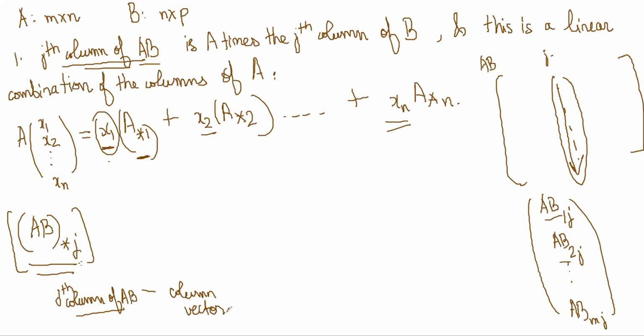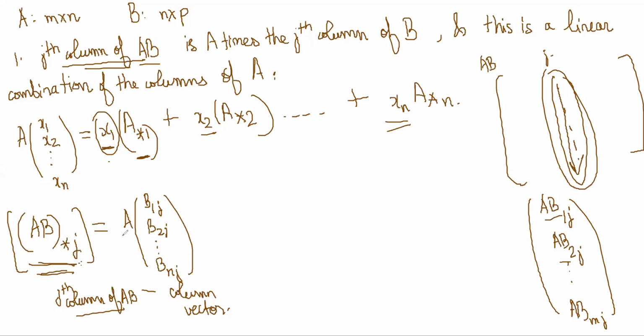But right now think of AB star j as meaning a column vector, because you fix the column and you get m parts, right? Yes. So AB star j is like a column vector. Now from the previous thing, this means you have to do A times B1j, B2j, up to Bnj, right? To get this term, what you have to do is multiply this.